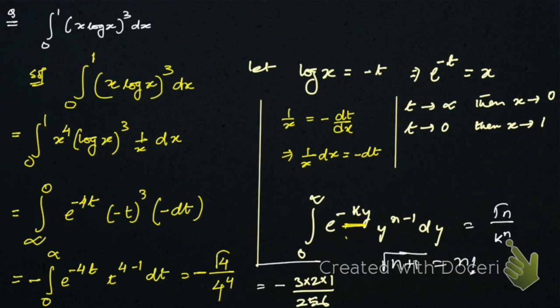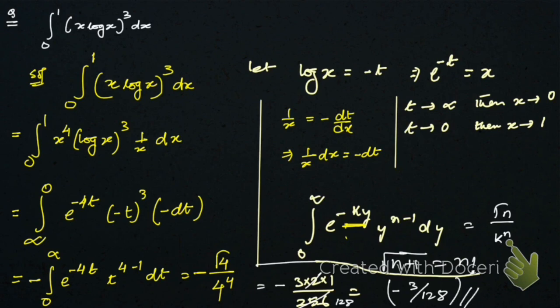After cancellation, if you cancel the denominator by 2, then you're going to have 128 as the denominator. So our result will be minus 3 by 128. This is our answer. Hope you have understood this.